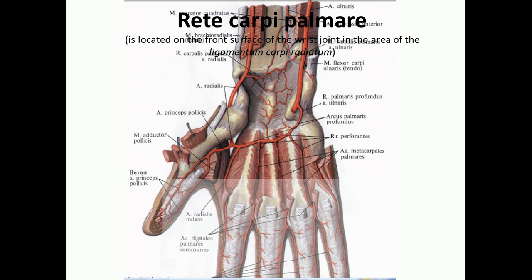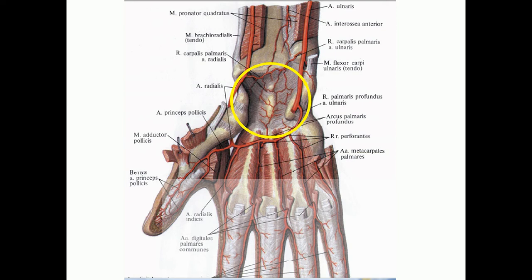Here it is, this scheme. And rete carpi palmare is surrounded by this yellow circle. So inside of this yellow circle we can find rete carpi palmare. We can say, again by equation, it's very easy to remember when we use an equation.